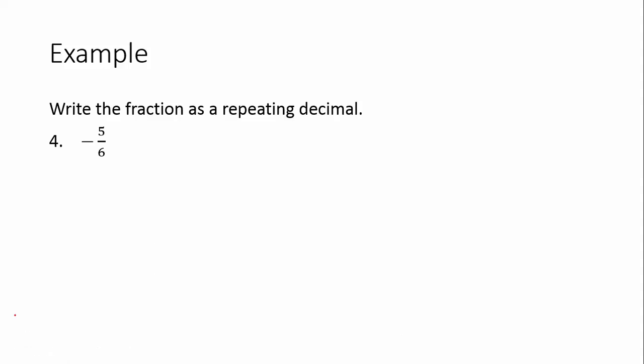Let's look at another example. Here we have -5/6. We're still going to tip and divide. We're not going to worry about the negative right now, but we need to remember that negative at the end. So how many times does 6 go into 50? Because it doesn't go into 5. So 6 goes into 50 8 times.